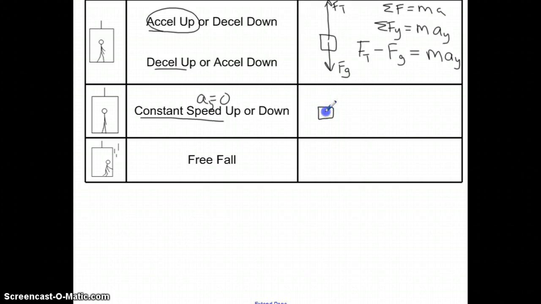So with 0 acceleration, we know that the forces are going to be equal and opposite here. My vertical acceleration is 0. So I have tension force minus weight equals 0, because remember, 0 times mass is still 0. So just to clean this up a little bit, I'll put weight on the other side. I got tension force is equal to weight.